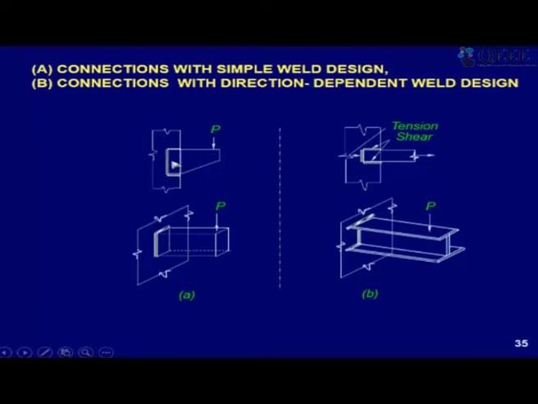If I do, then I'll know at which point the CG of the group is located, and with reference to that I can calculate R. Then, based on the polar moment of inertia, that is, torsion T by IP into R max will give me the maximum shear stress that is developed, and that should be less than the stress that the weld can take. So that way we can design this connection.